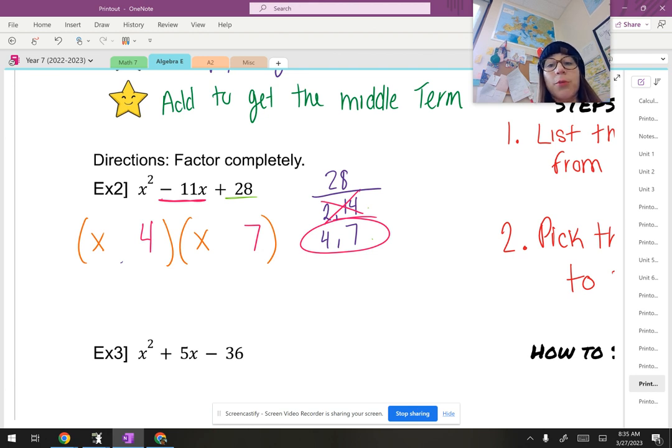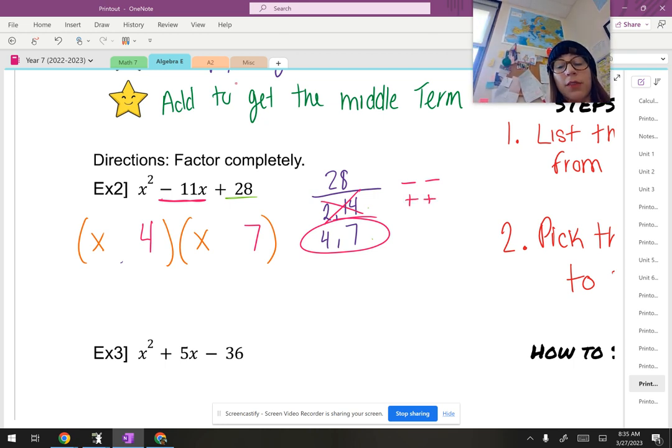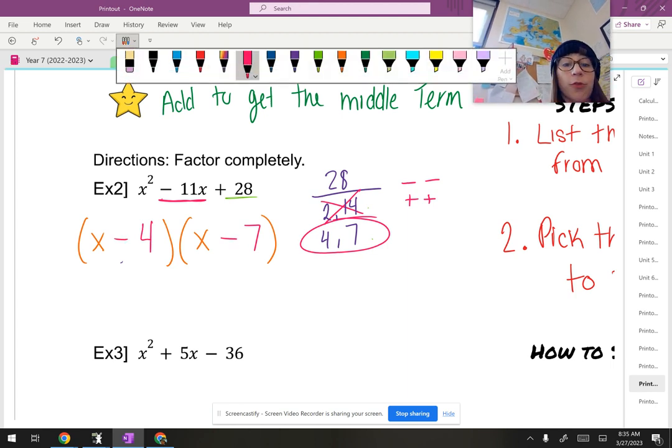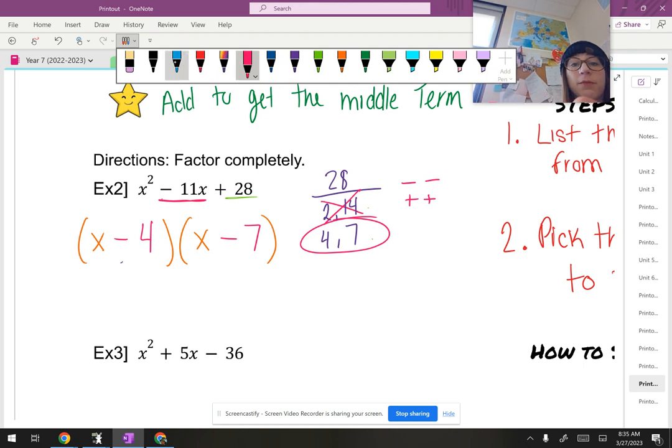So my only options for multiplying up to a positive number are either negative negative or positive positive. And to add to a negative 11, it has to be negative numbers because I can't take two positive numbers and add them and magically make it negative. Therefore, my two binomials are x minus 4 and x minus 7.